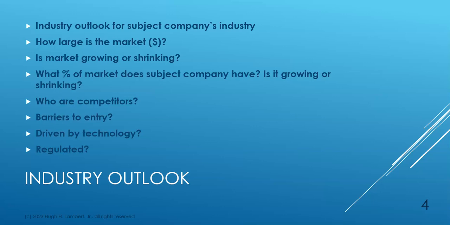What are the barriers to entry for a given industry? Some industries are very easy for people to get into, the restaurant industry being one of them. If you can get a location and some restaurant equipment and you have some know-how on how to cook different foods, you're in the restaurant business. You could even do that with a food truck now. You don't even need to have a fixed location. You can have a mobile location.